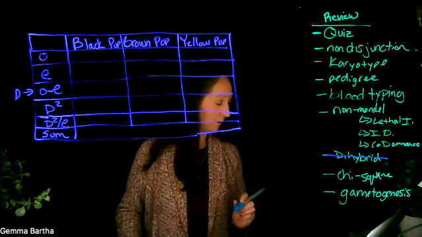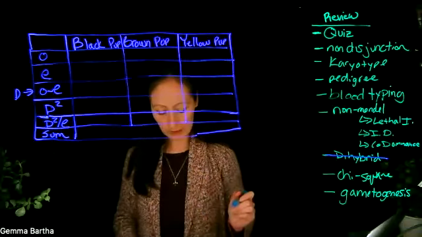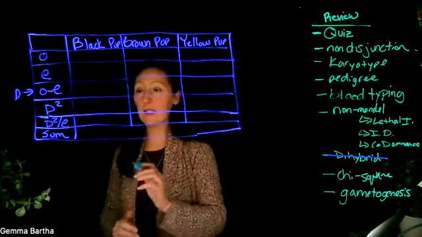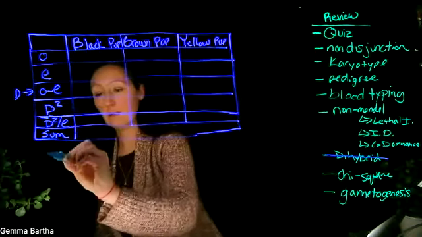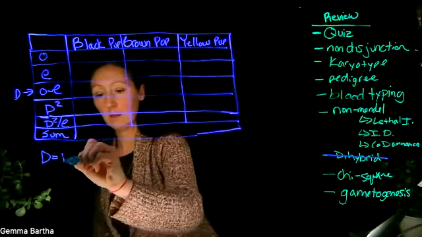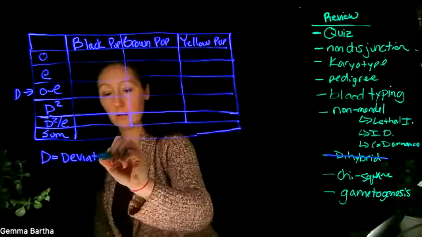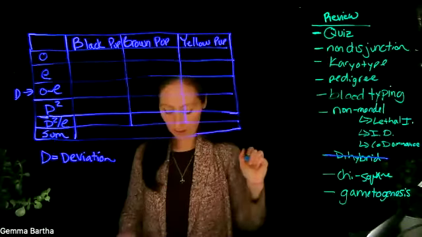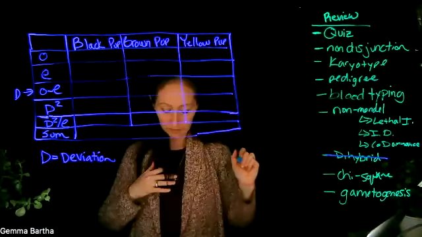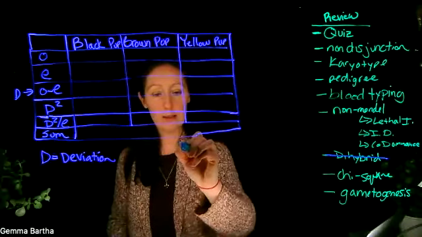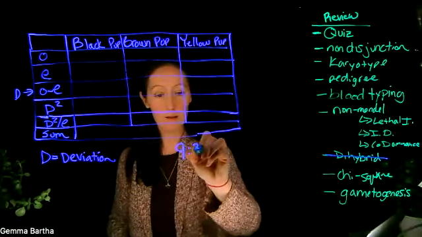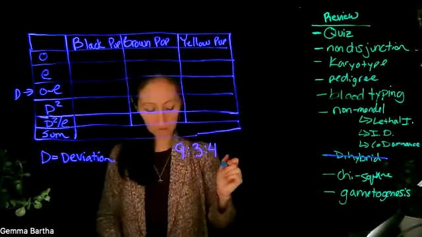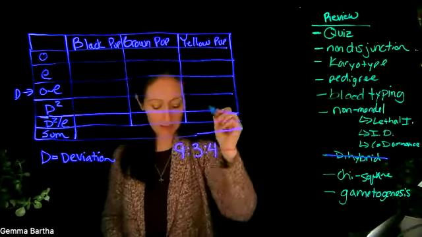All right. So for this one here, the ratio, oh, I'm sorry. D stands for deviation. Let me write that. D equals deviation. Okay. So we know that the ratio is 9:3:4, and that's black to brown to yellow.